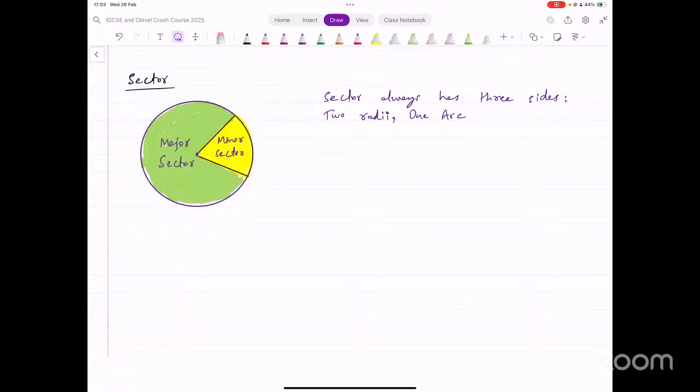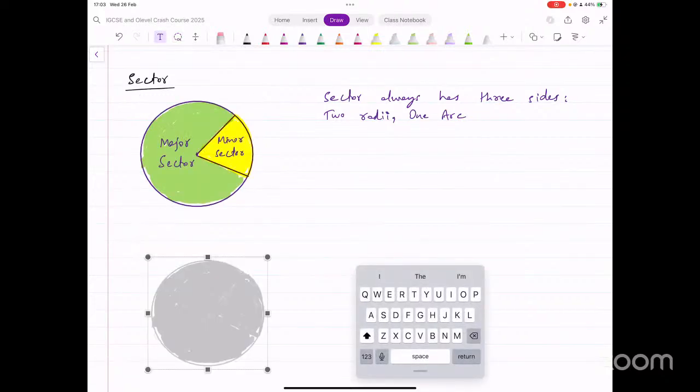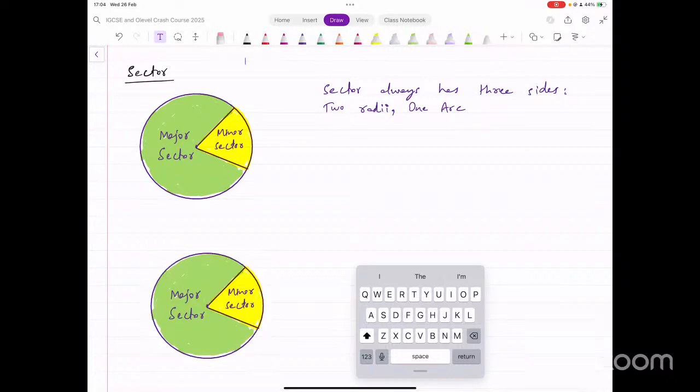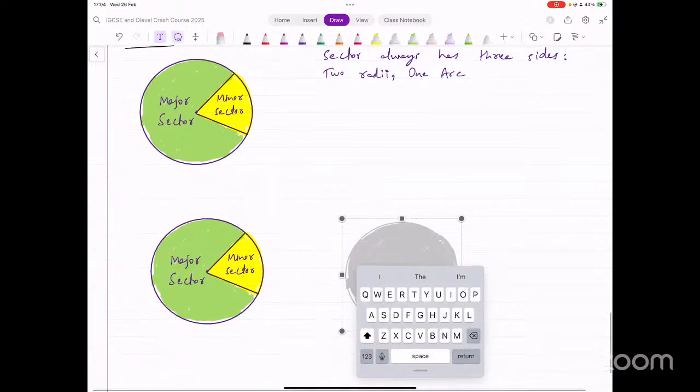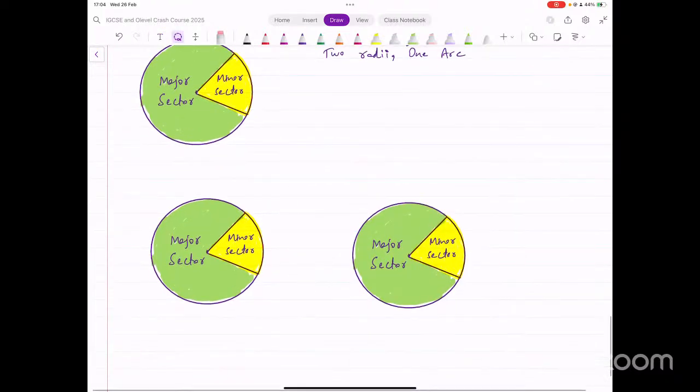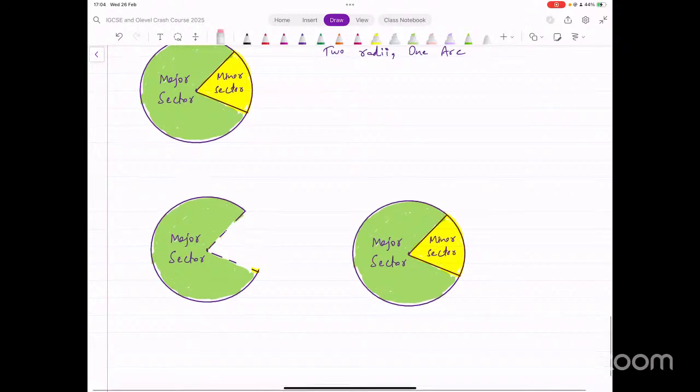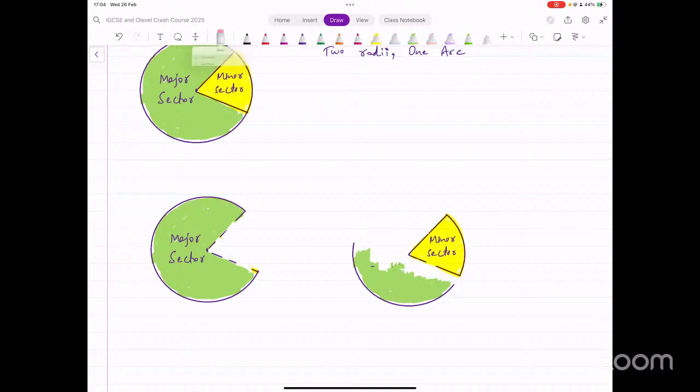So if I were to split it into two parts, it would look something like this. A sector can be any one of these shapes. So on the left side, I have a major sector. This green one is the major sector, and this yellow one is the minor sector.